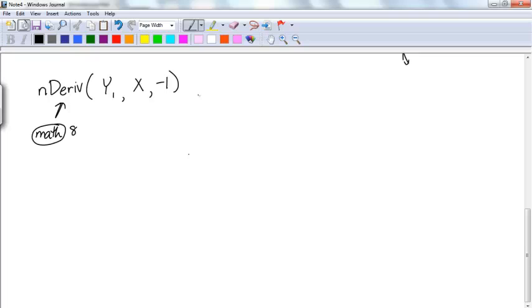Okay. And this one, you want to do y sub 1, and then comma. Remember, that's on a key by itself. And then x, and then comma, and then -1, and then press enter. Okay, and when you press enter, do you see that we got the answer in one step?